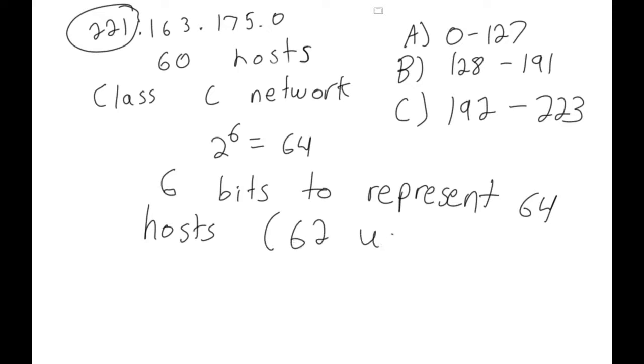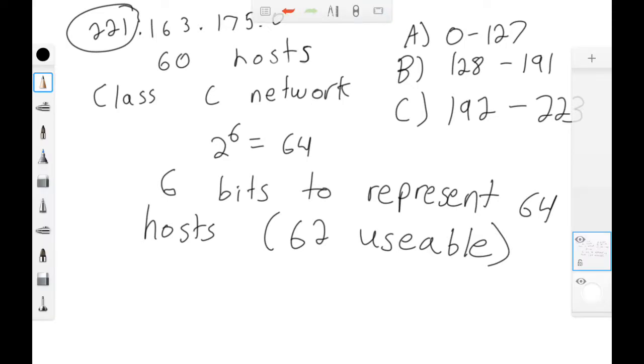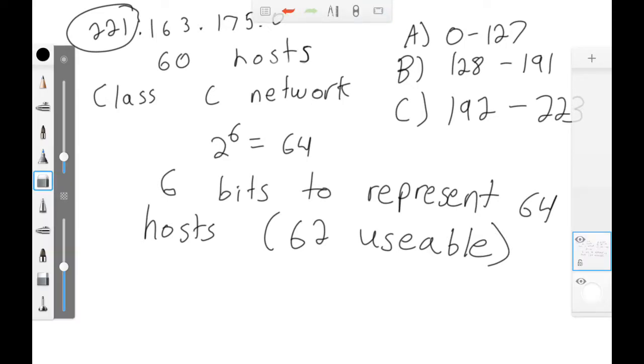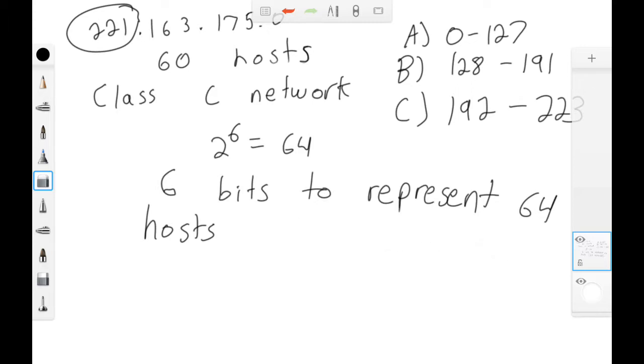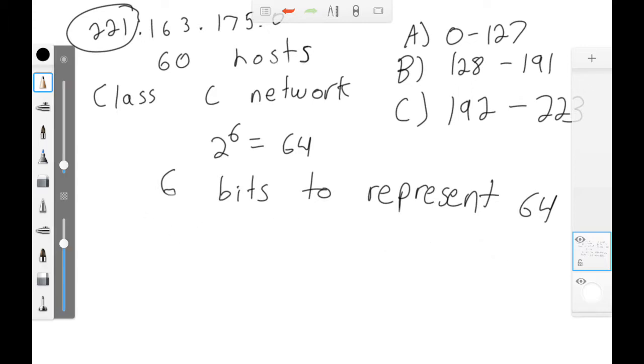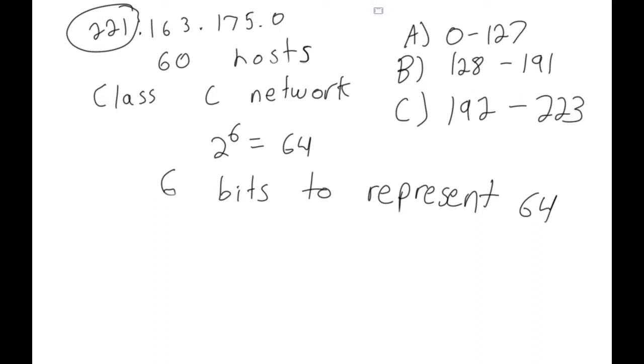This is actually 62 usable, which I will explain. So you need 6 bits to represent 64 hosts. So if we know that we need 6 bits to represent 64 hosts, well, for a Class C address, how many bits do we have available to represent the hosts? Remember how I told you a Class C network had this distinction here, 24/8? This means that 24 bits are used to represent the network, and 8 bits are used to represent the host. So that means I have 8 bits in total that I can work with.